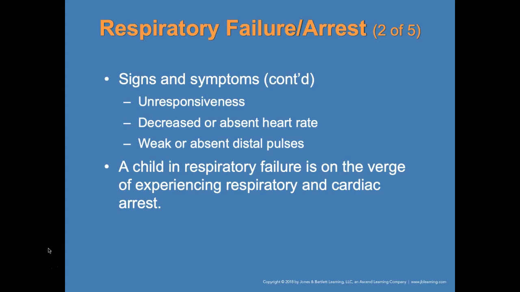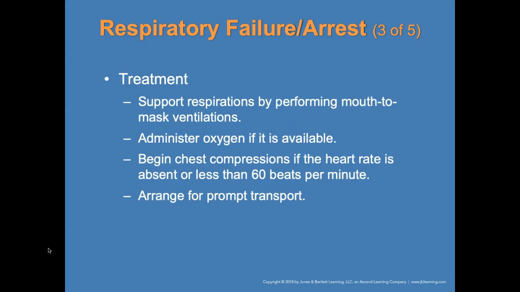Remember that these children in respiratory failure are on the verge of experiencing respiratory and cardiac arrest. We have to get them taken care of. So our treatment for respiratory failure and arrest is going to be support respirations by performing mouth-to-mask ventilations, administer oxygen if we have it, begin chest compressions if the heart rate is absent or less than 60 beats a minute. Then we need to arrange for that prompt transport.